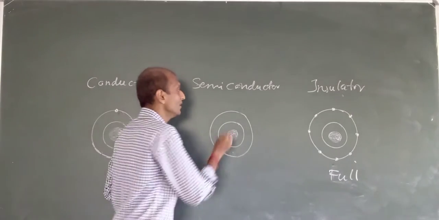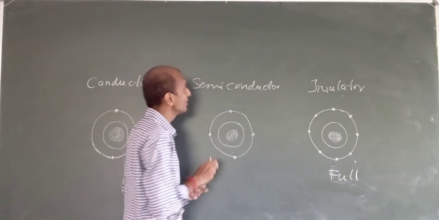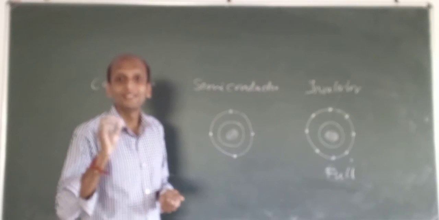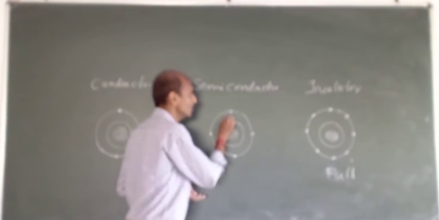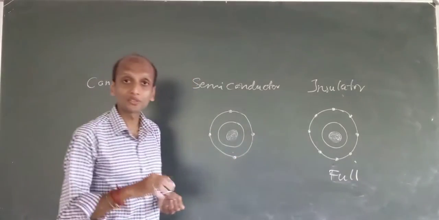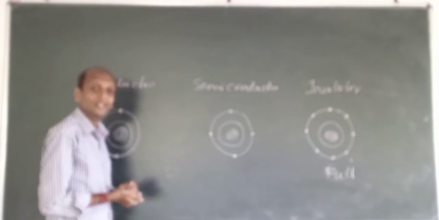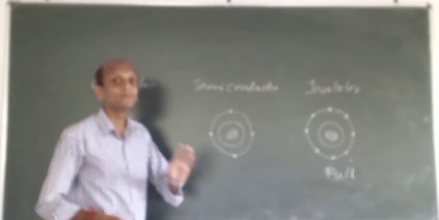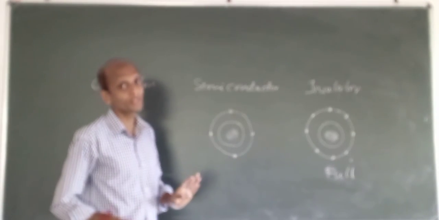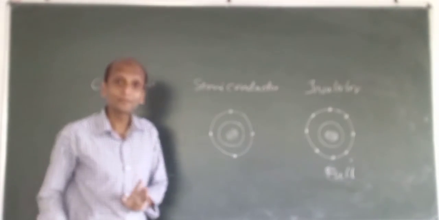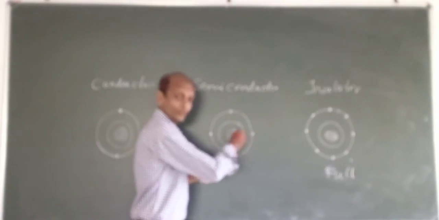4. Only 4 electrons are possible for a very good semiconductor. Semiconductors are the materials which will have only 4 electrons on the outermost orbit, or valence orbit. So the valence orbit will have only half the number of electrons. How many electrons? 4 electrons on the valence orbit. Such materials are called as what? Semiconductors.